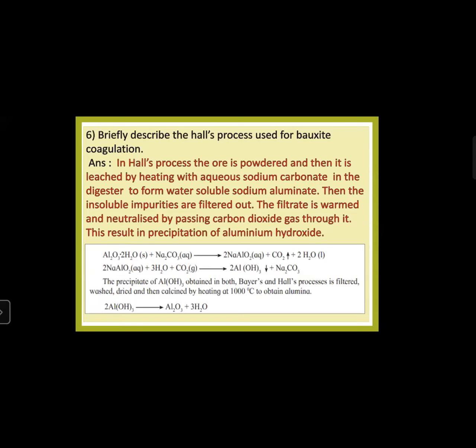The aluminum hydroxide is filtered, washed, dried and calcinated by heating at 1000 degrees Celsius to obtain the pure alumina. By filtering this precipitate, washing and drying it, and then calcination, we get pure alumina, Al2O3 plus 3H2O. So this is your Hall's process.